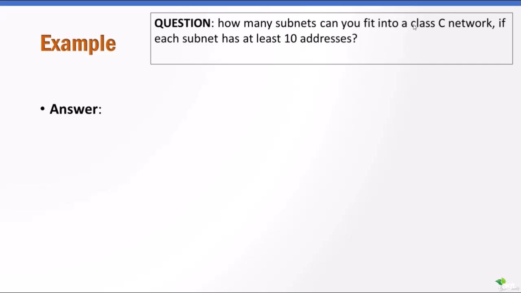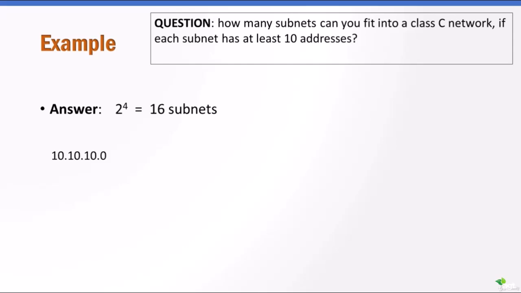Since we started with a class C network, which is /24, which means that 24 bits are going to be used for the network portion, and we've decided to go with 4 bits for our host portion, we're left with 4 bits for our subnetting portion. So in our subnetting portion, we can create 16 different combinations or 16 different subnets. Let's look at an example.